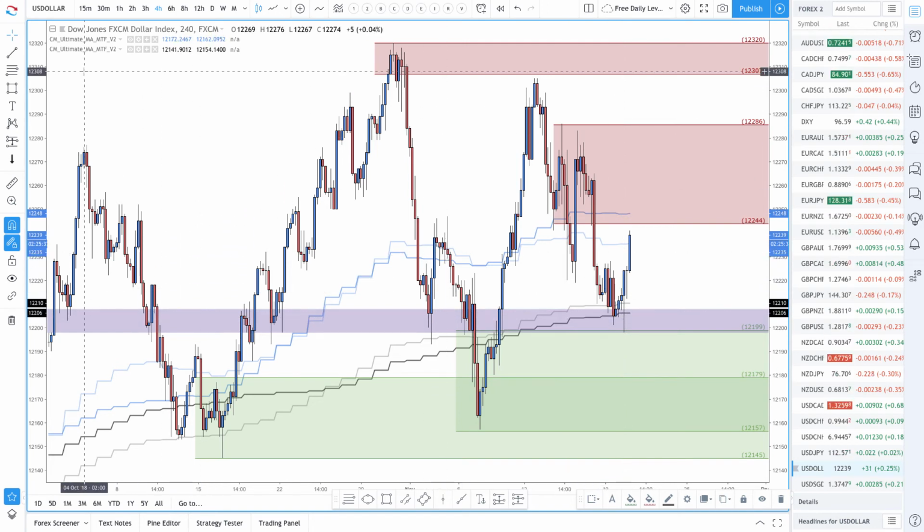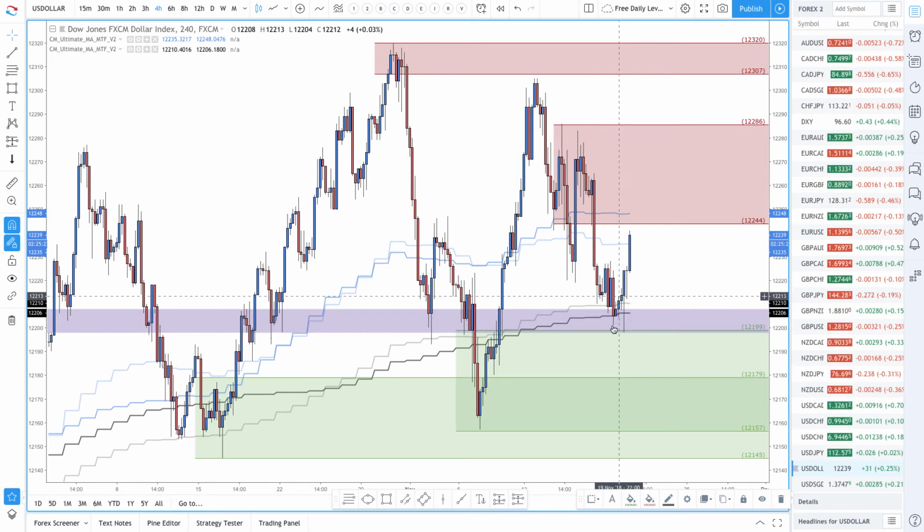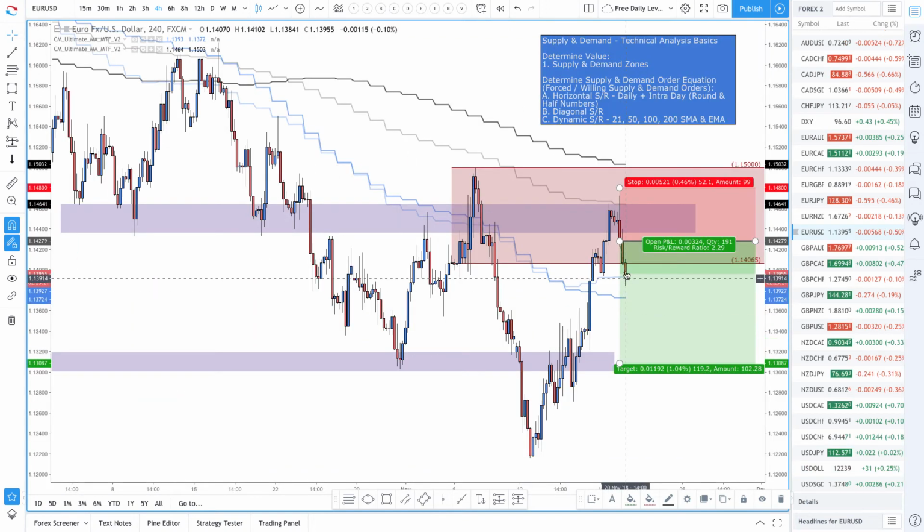So bullishness on the Dow Jones Dollar Index, which is just a measure of dollar strength against the major currencies like the euro, the yen, and the pound. So we had the confluence of dollar strength coming in at a demand zone, and then going back to the euro dollar trade, it was time to enter here.